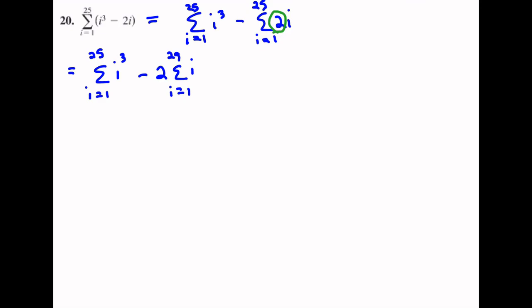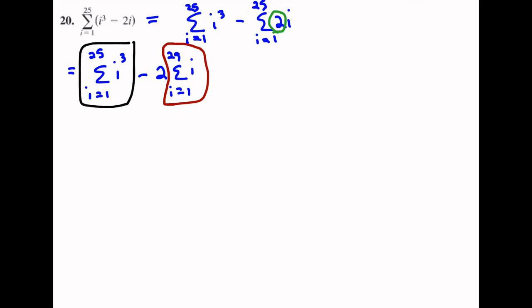Okay, now I'm going to use the theorem. The theorem says that the summation of i cubed, as i goes from 1 to n, is n squared times n plus 1, quantity squared, all over 4. It says that the summation of i is n times n plus 1 all over 2.